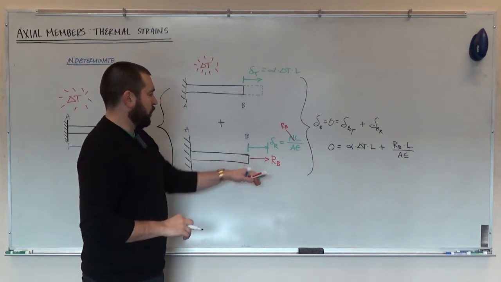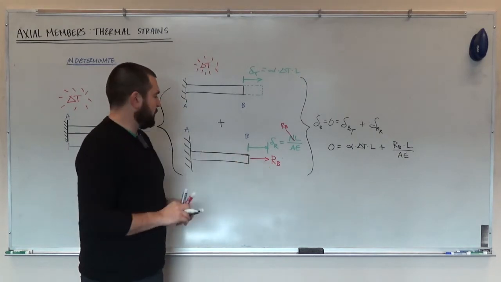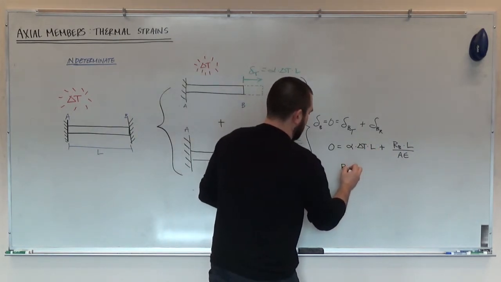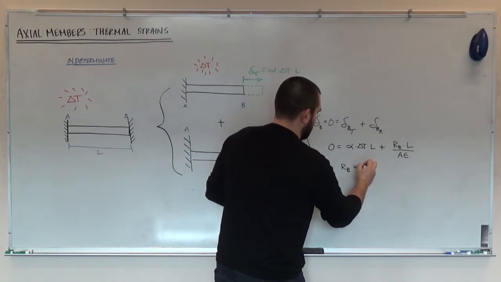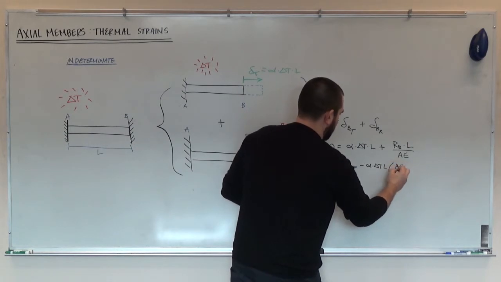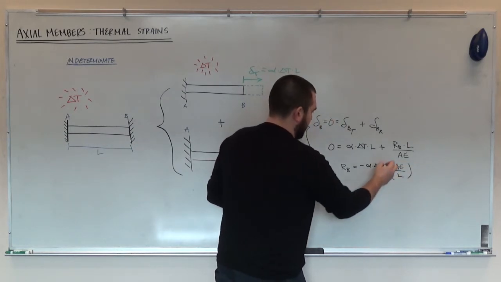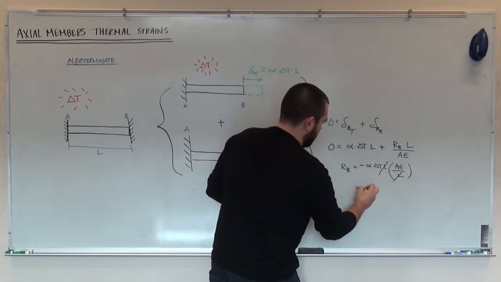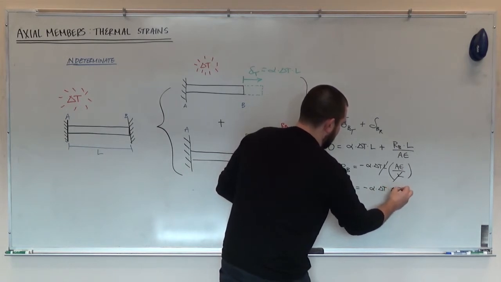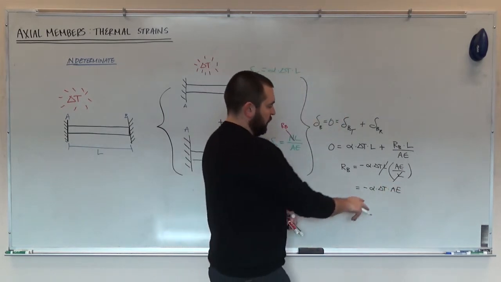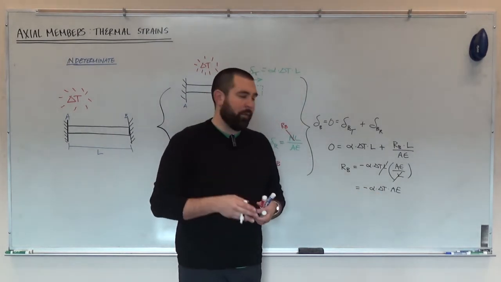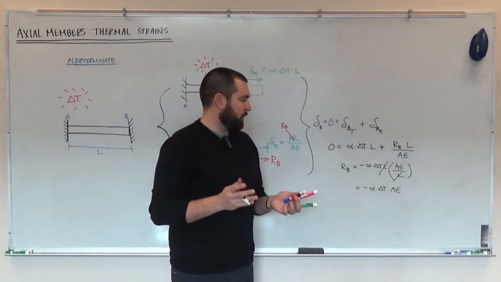In this case, we're looking for the reaction, the force that's induced by this temperature. And so I can simply rearrange this. I get that R_B equals minus alpha delta T L times AE over L. And so I can cancel out the L's here, and I get this equal to minus alpha delta T times AE. So these two terms right here, alpha and delta T, alpha would be in units of 1 divided by degrees, delta T is in degrees, those cancel out.